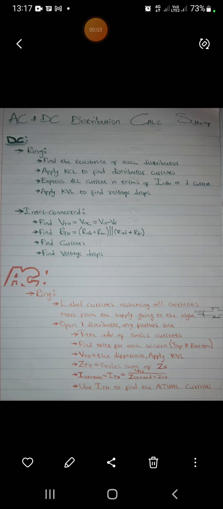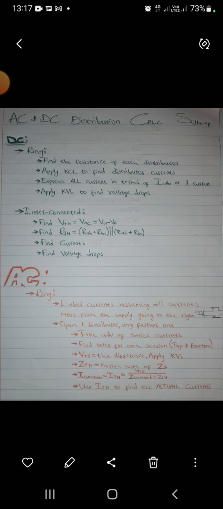Hi guys, so in this video we will go through the DC and AC distribution calculation, right? My plan is to cover ring and interconnected for this video. However, that's gonna depend on the length of the video. If the video gets too long, then I'm only gonna cover ring, and if I feel like I can couple it with interconnected, I will do so.